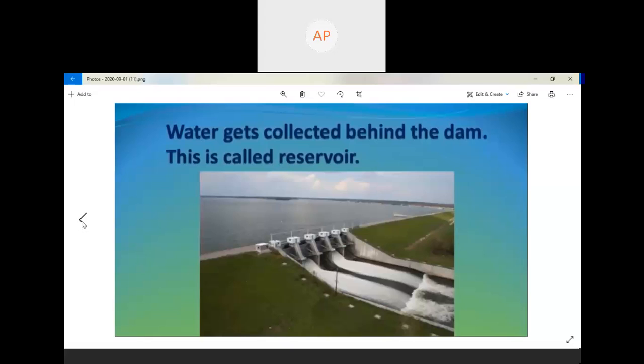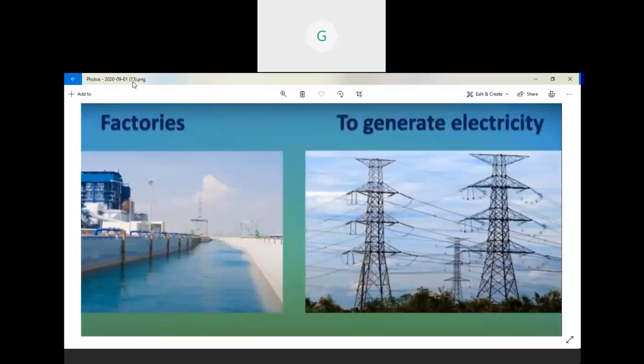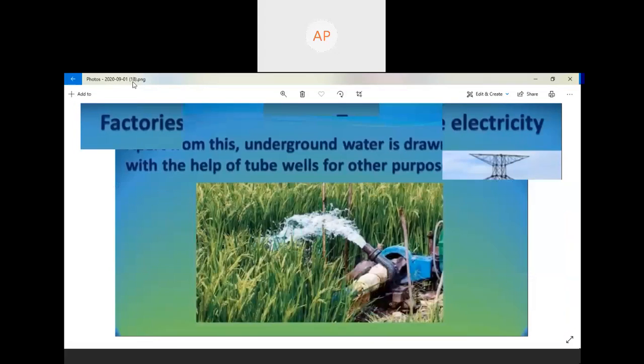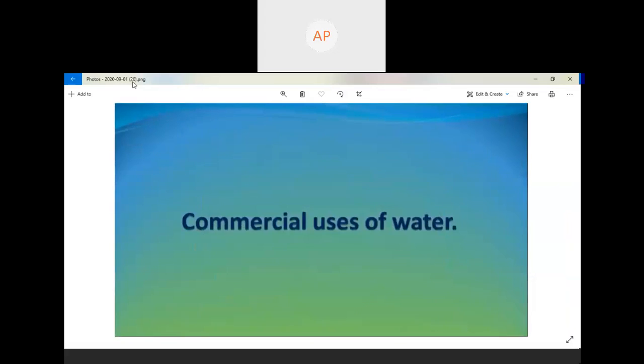And also for factories. So the water stored is used for commercial purposes like irrigation, factories, and to generate hydroelectricity. Apart from that, even underground water is drawn with the help of tube wells for irrigation. So, those are the uses of dams. And what are the commercial uses of water? Irrigation.